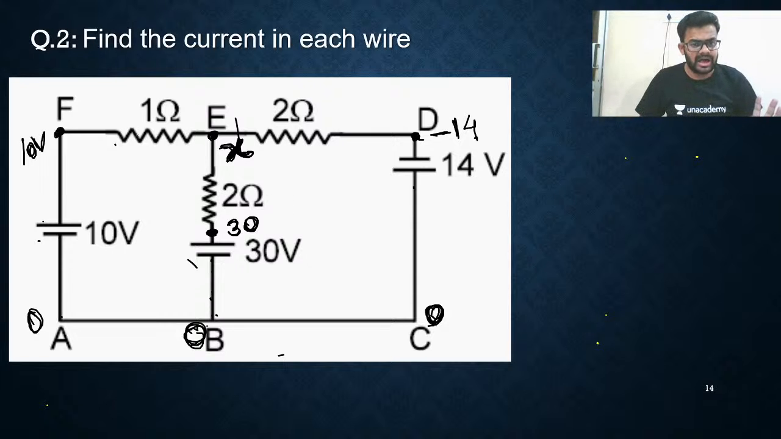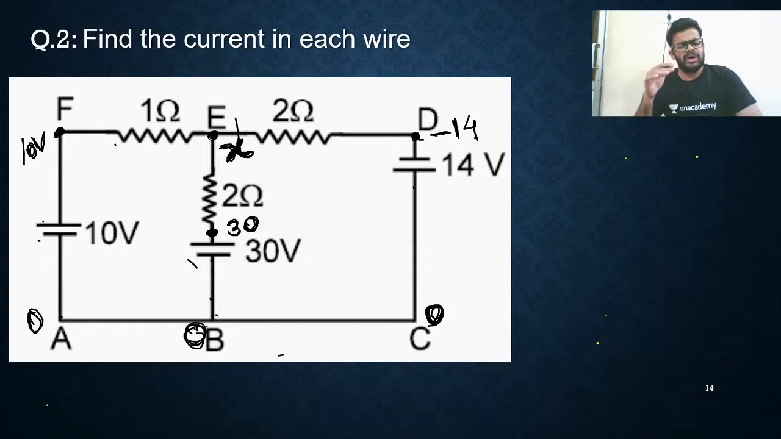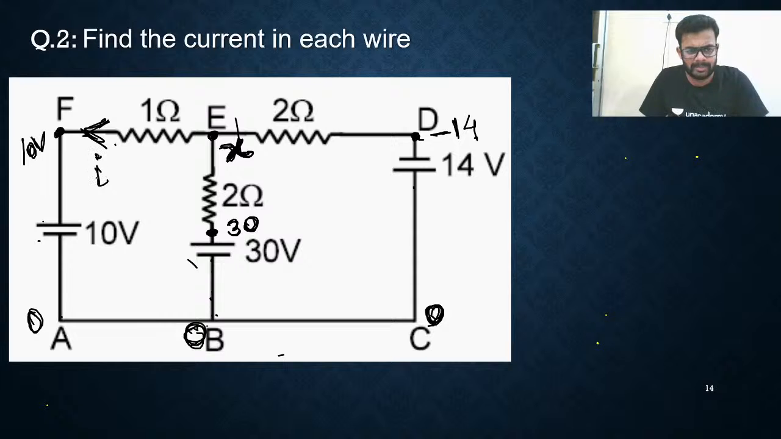No problem. Just consider that current is going out from the E junction. We don't know the direction of current, so we are just considering that current is going out from E in all directions. So I will say this is I1. This side, current is going away from the E junction, that is I2. Now here current is going away from the junction, so that is I3 current.